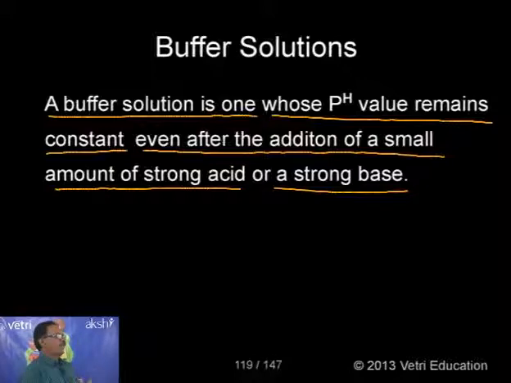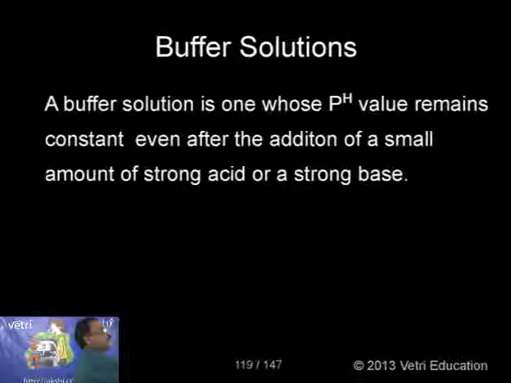I have already indicated that pH can be measured by a meter called a pH meter. So this pH value can be measured experimentally. When you have any buffer solution, you can determine the pH value. Then add externally a small quantity of strong acid, and the pH will not change. Add a small quantity of strong base, and again the pH will not change. So that solution is called a buffer solution.